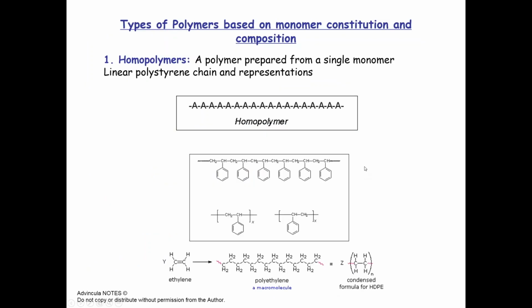So, going to the constitution, a polymer can be made up of one type of monomer unit. We call this a homopolymer. Examples are shown here. Polystyrene. So polystyrene has one monomer base unit. It's called styrene. Polymerizing gives a homopolymer, polystyrene. The same can be said of ethylene. Ethylene can be polymerized to produce polyethylene.